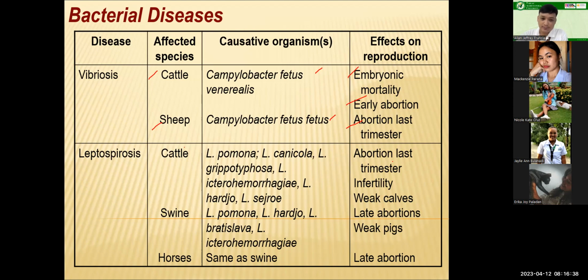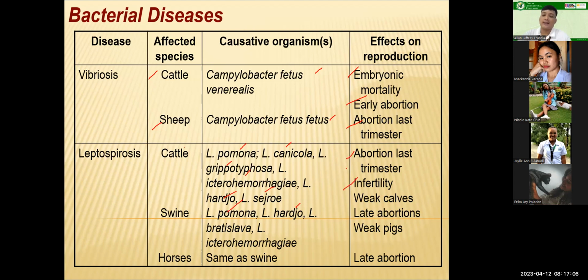And these are the species that could affect sa ating mga livestock animals. We have the Pomona, we have Canicula, we have the Grippotyphosa, Icterohaemorrhagiae, Hardjo, Sejroe, Pomona, and Hardjo again. For swine naman. Okay? And pare-parehas lang yan ng mga yan. Ang effect nila will be abortion.